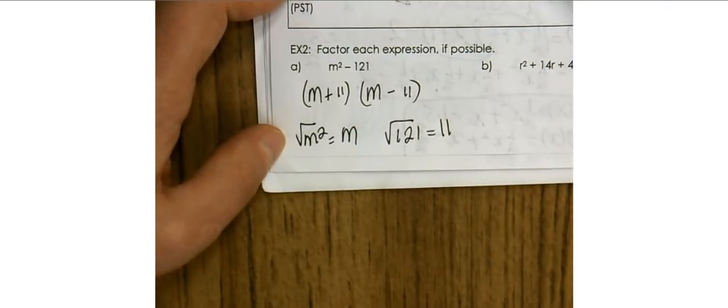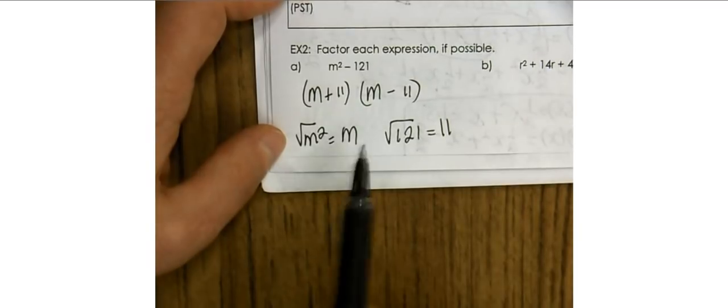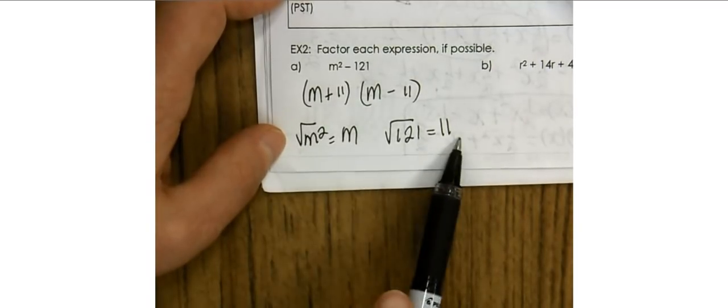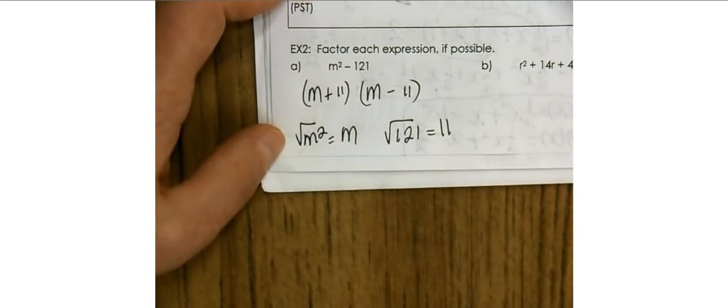And how do you get a negative? A positive times a negative. And that's your factorization. That is all you need to do. You do not even need to show me this work down here. This is extra work for those of you who need to see how you get the answer.